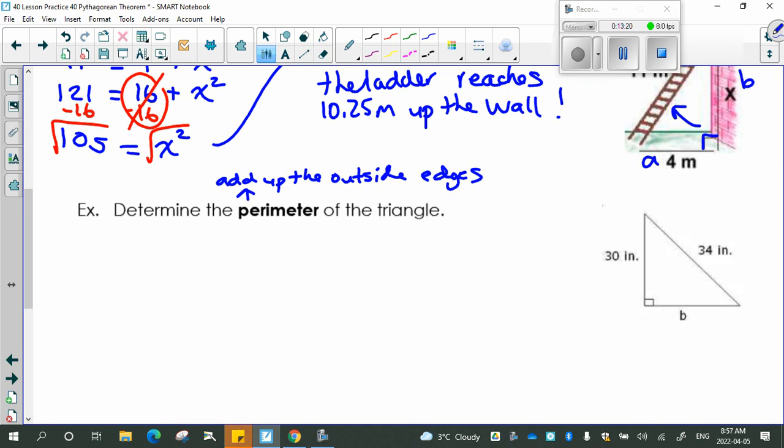So we know 2 of them. We don't know the third one. We're going to have to find the third one first before we can find the perimeter. Everyone agree? So label the 3 sides. C, this was called B, so I'll call this one A. So step 1, label your sides. Step 2, write down the formula. And I'll let you. If I'm substituting, 34 squared.